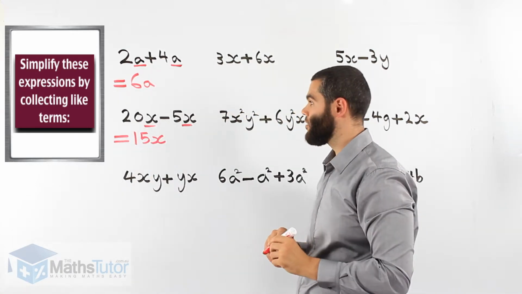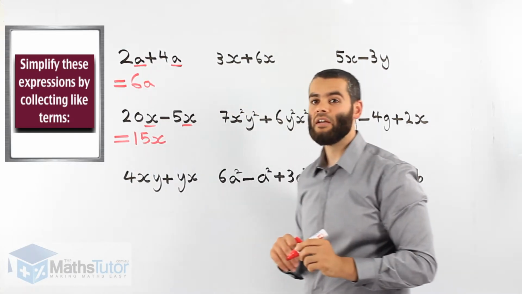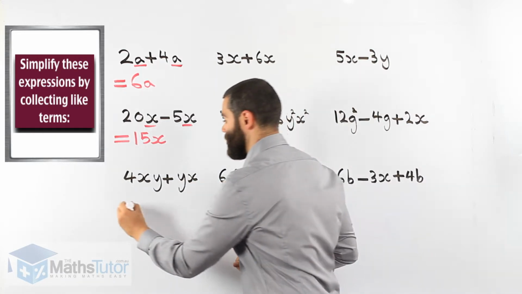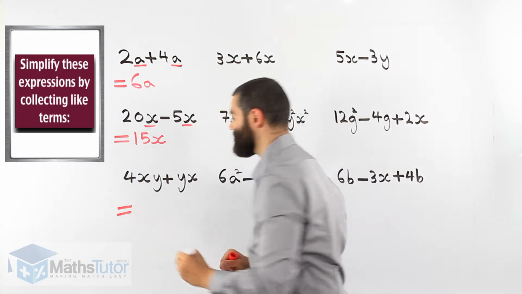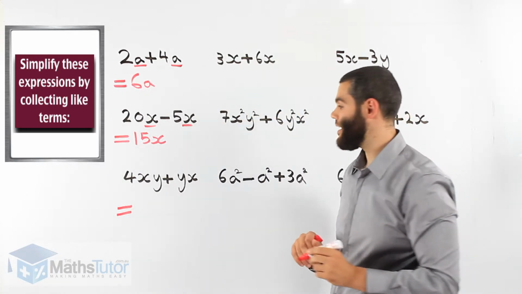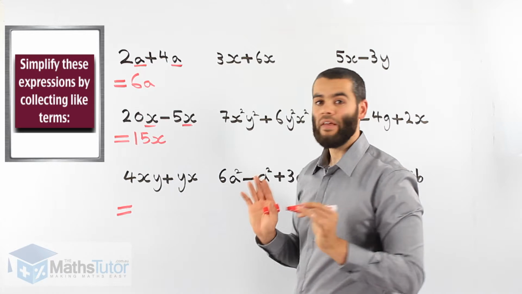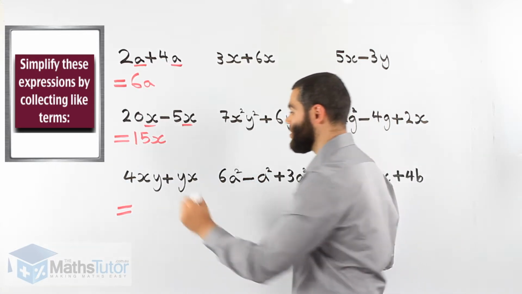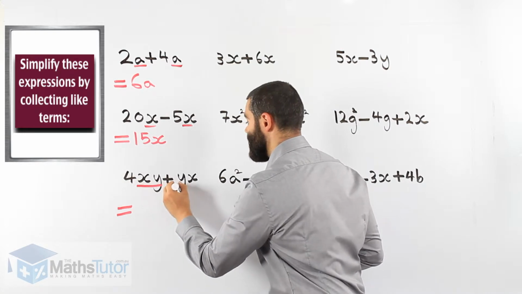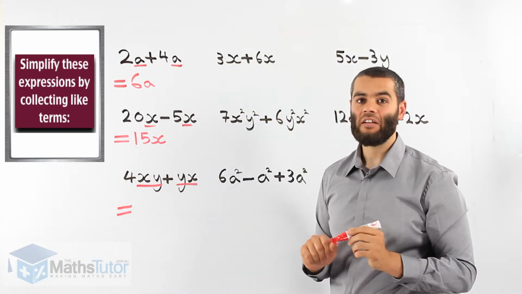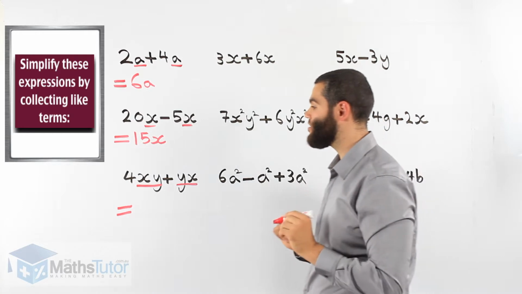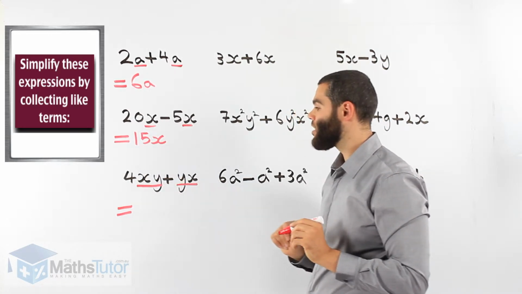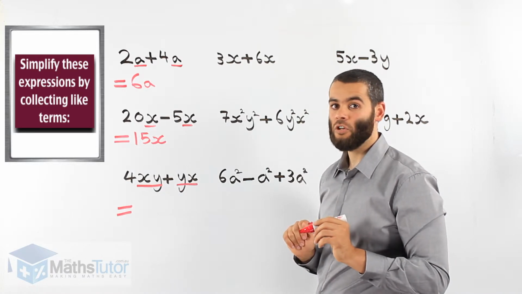15x. 20x take away 5x, 15x. In this example here, we have 4xy plus yx. Now, are they like terms? Because we can only add or subtract like terms. xy, yx, yes, they are like terms. The order doesn't matter as long as the pronumerals are the same. X here, x there, y and y, they are like terms.